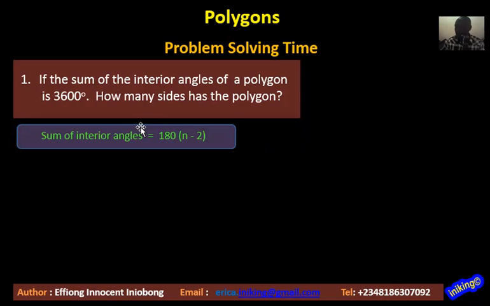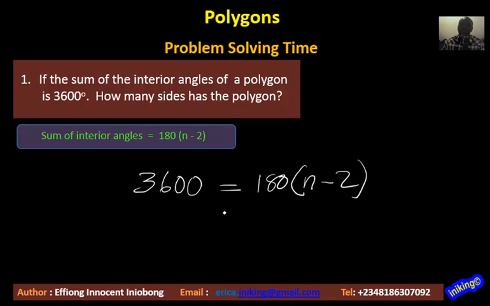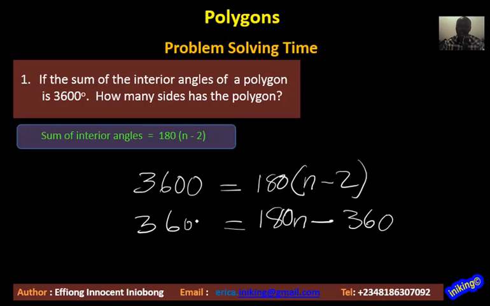So I simply substitute there. The sum of interior angles that is given to us already is 3,600. So 3,600 is equal to the expression 180 times n minus 2. We simply manipulate this to get n. Let's open this bracket. It will be 180 times n minus 180 times 2, that's 360.